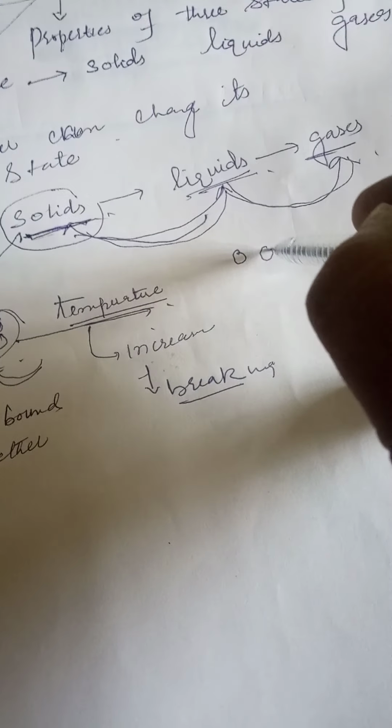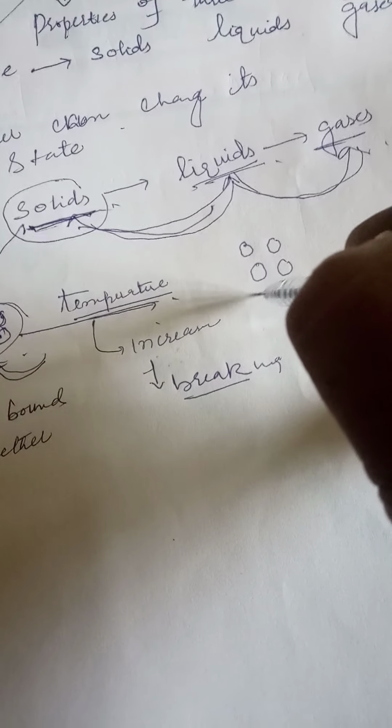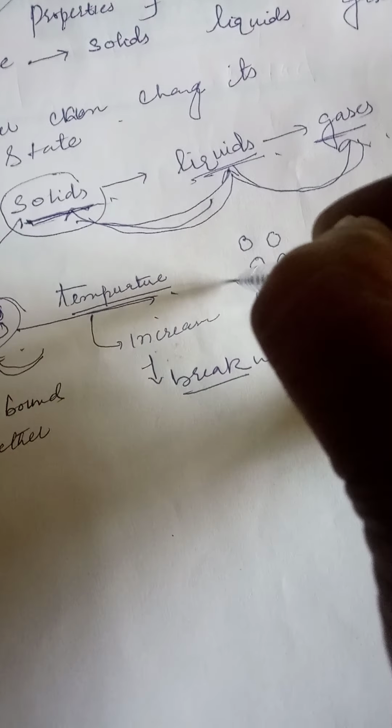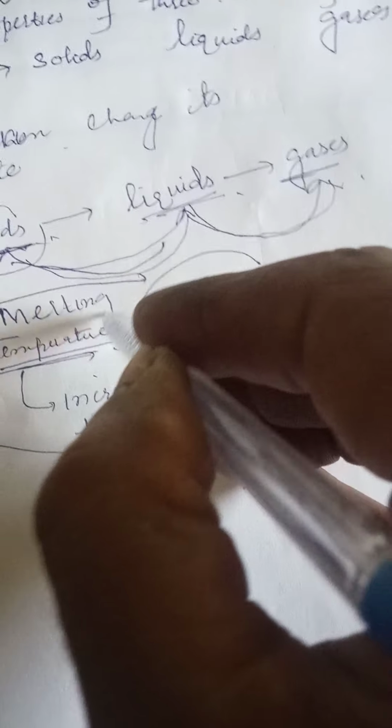And because of breaking of strong bonds between the constituent particles, what happens? The constituent particles gain the energy and they move far apart. They move in various orientations like that, and the arrangement changes from this to this, and this is the arrangement in case of liquids. The solid changes into a liquid. When a solid changes into a liquid, a phenomenon called melting of solid has taken place.